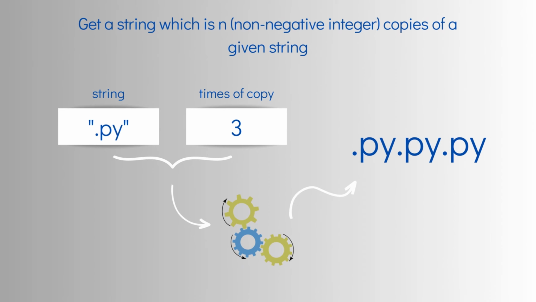The fifth task. Write a Python program that returns a string that is n, a non-negative integer, copies of a given string. We will see the lambda variant, the short and long solution.